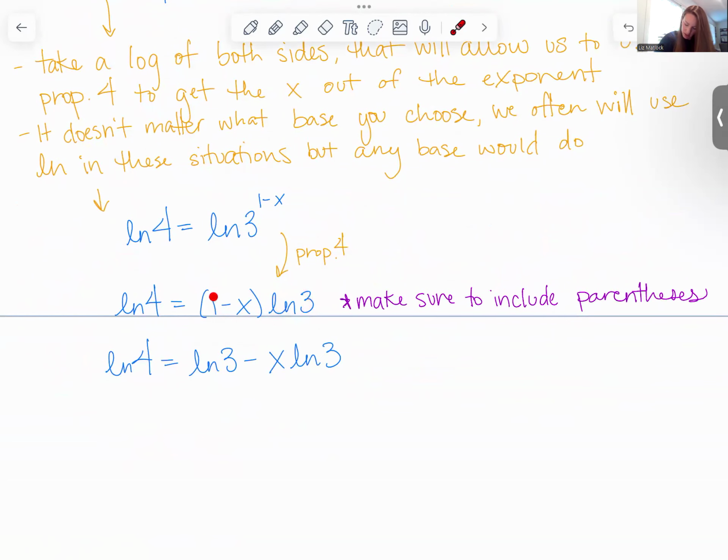Ln of 3 times 1 is just ln of 3. And then ln of 3 times x is where I'm getting this x ln of 3. And it's weird, but ln of 3 and ln of 4 are both numbers. So we can treat them like they were 5 or 7 or whatever.